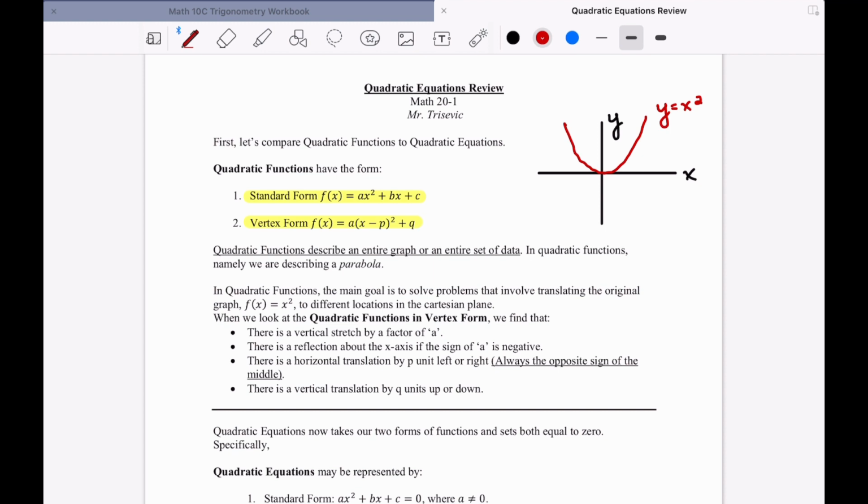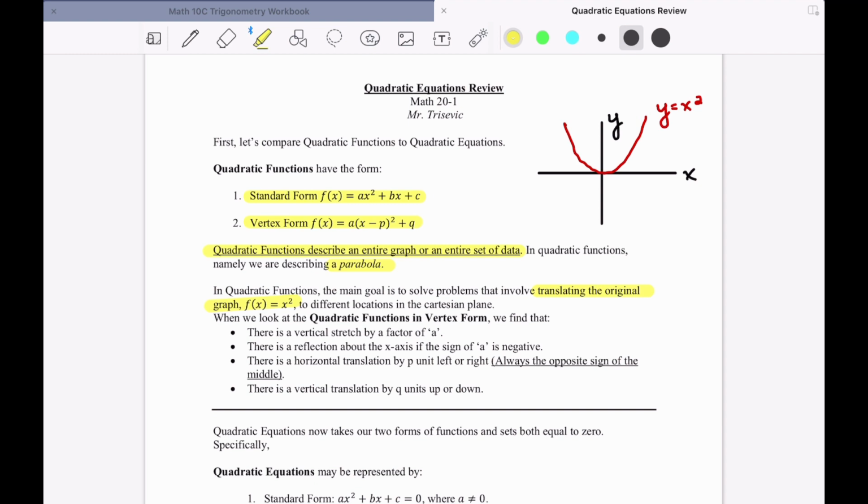The point of quadratic functions was, let's take this y equals x squared, or this original graph, and shift it to different locations in the Cartesian plane, or the xy plane. So the quadratic functions describe the entire set of data, or the entire parabola, where we're shifting or translating this original f of x equals x squared. Now, there was a bunch of different forms and a bunch of different transformations we could apply.